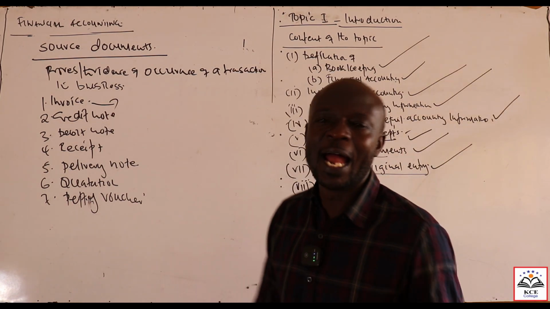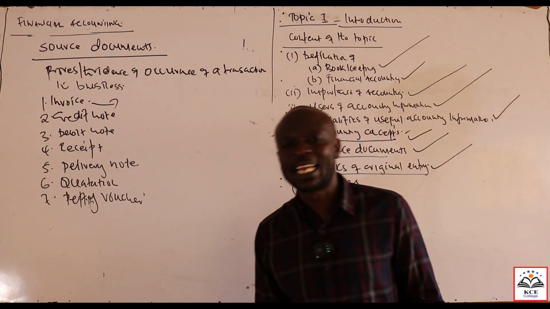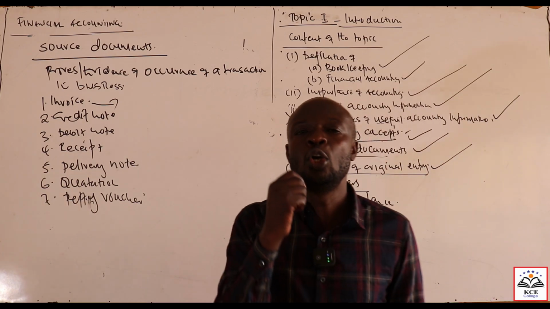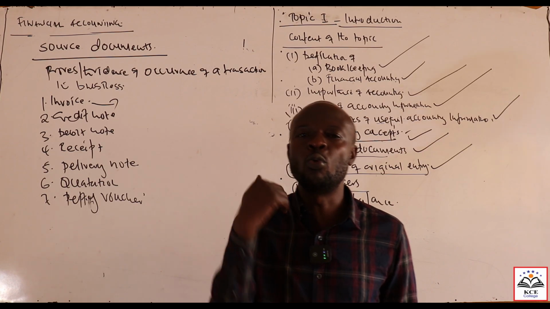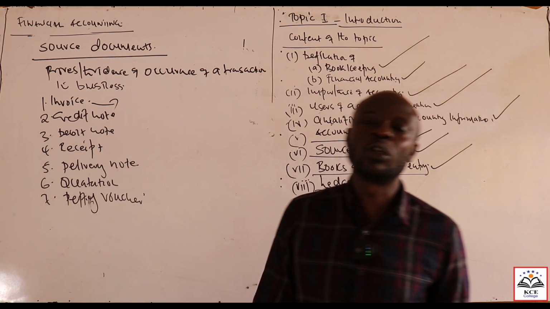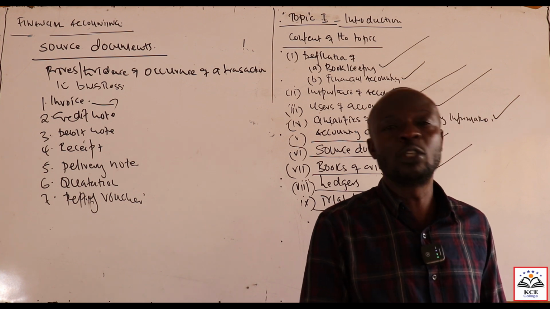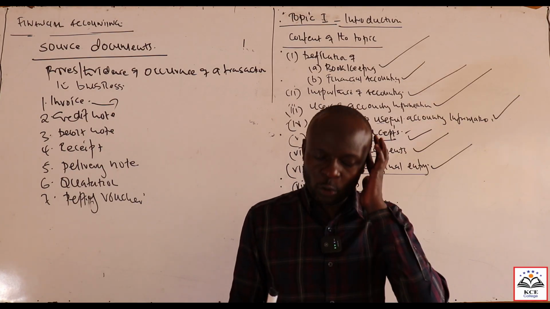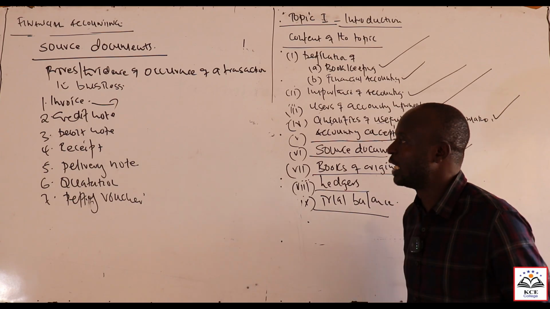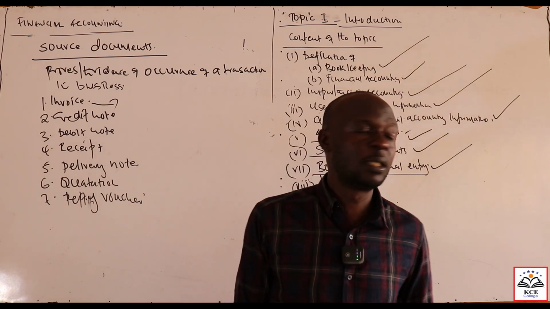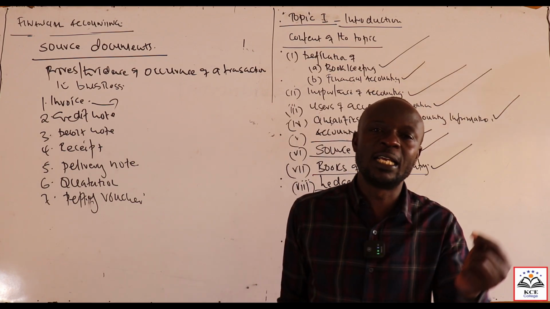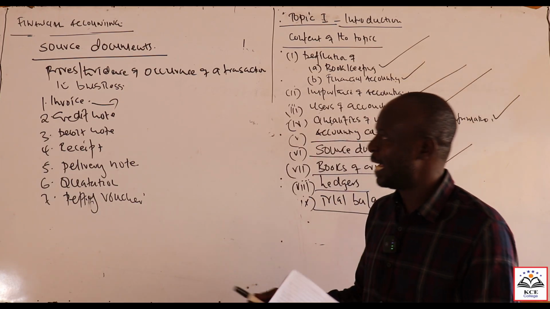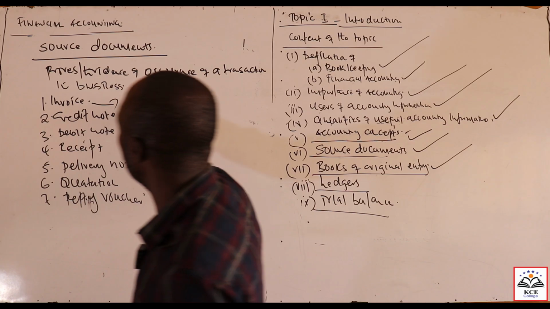So what is an invoice? An invoice is a document that is sent by the seller to the buyer to request for payment when goods are sold on credit. It gives a brief description of the goods sold, the quantity involved, and the amount. It also has the address of the seller and the address of the buyer.